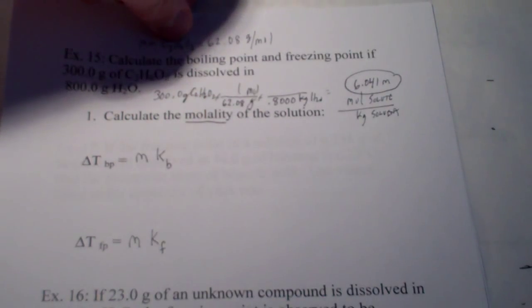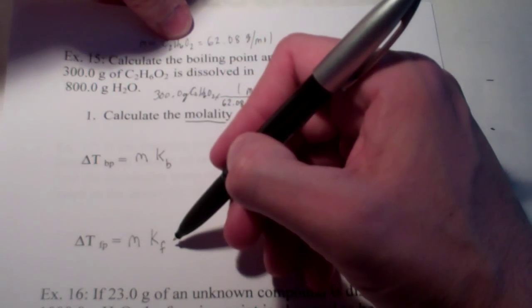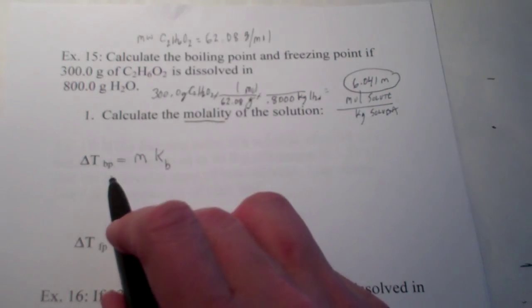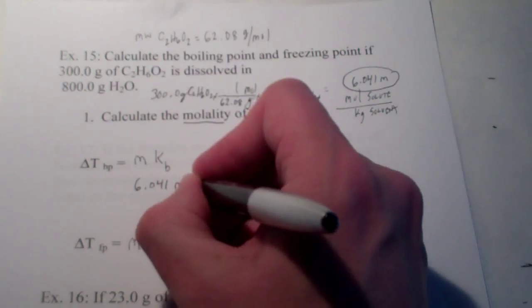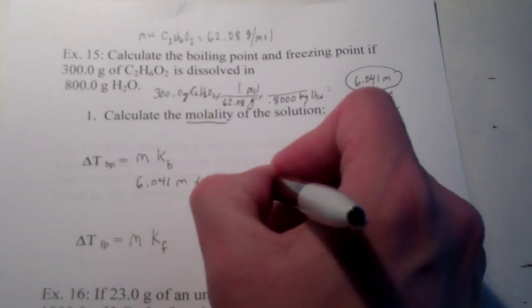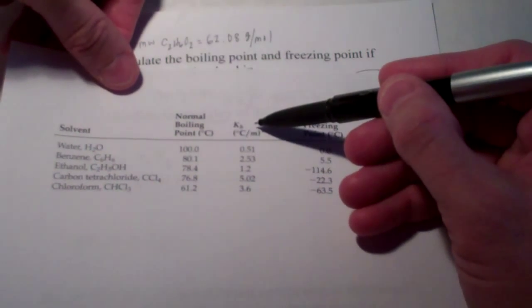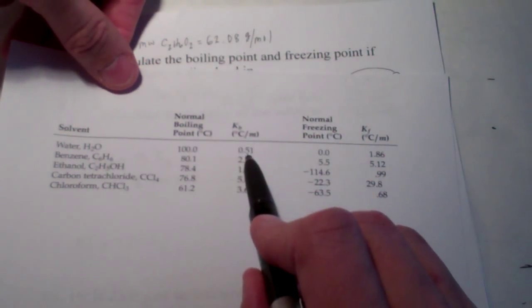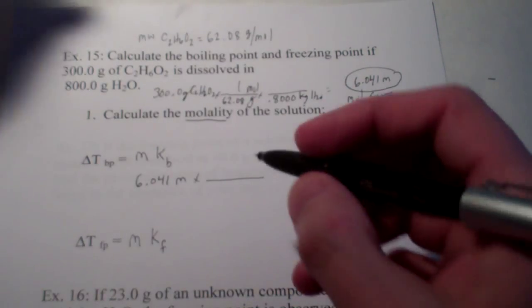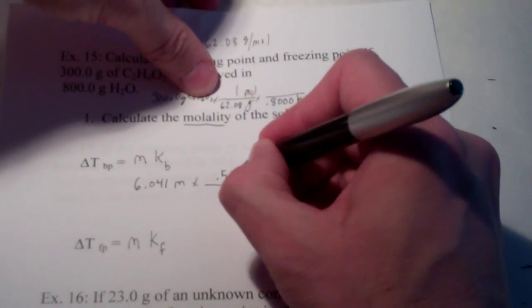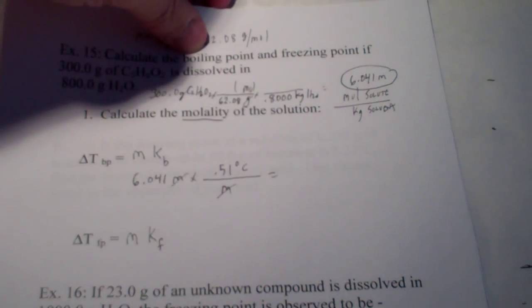Once that's done, we just need to plug it into these equations and multiply by either the boiling point or freezing point constant. So let's see how much the boiling point changes by. The molality is 6.041 molal times the boiling point constant for water. Now let's look that up. The boiling point constant, Kb, for water is 0.51 degrees Celsius per molal solution. So, 0.51 degrees Celsius per molal solution. So let's see what that change is.